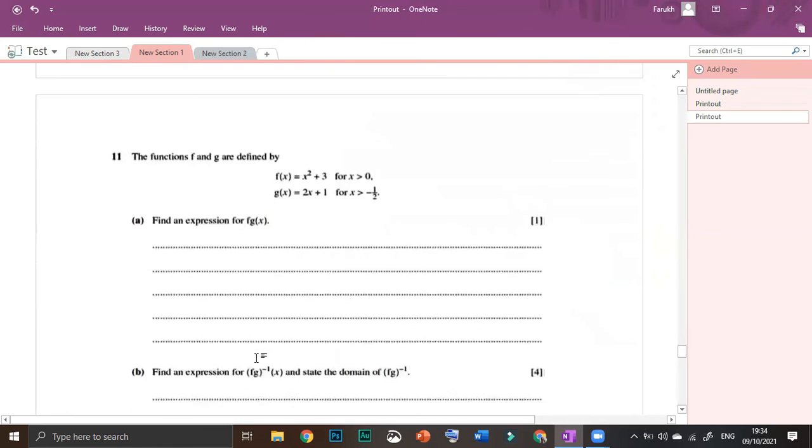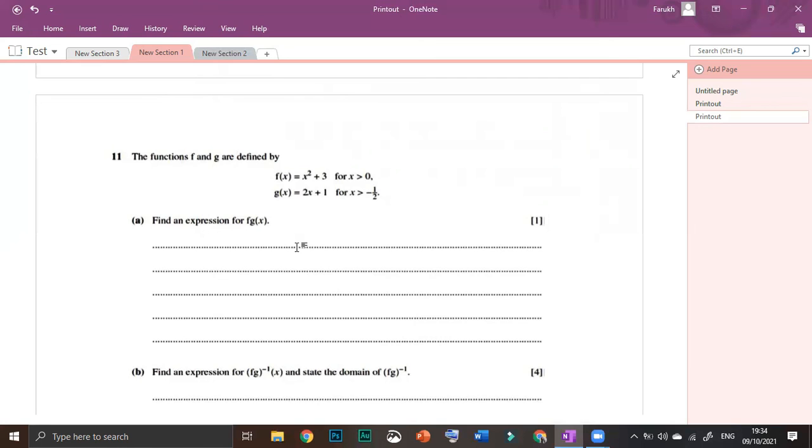Now question number 11. The question number 11 is: f and g are defined by f of x is equal to x square plus 3 for x is greater than 0, and g of x is equal to 2x plus 1 for x is greater than minus 1 by 2. Now, find the expression for the composition function fg.